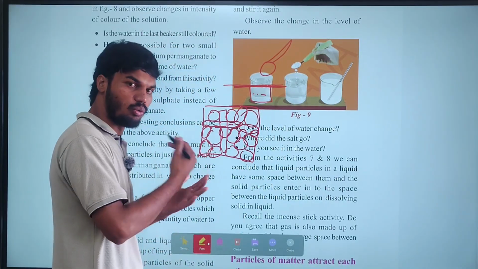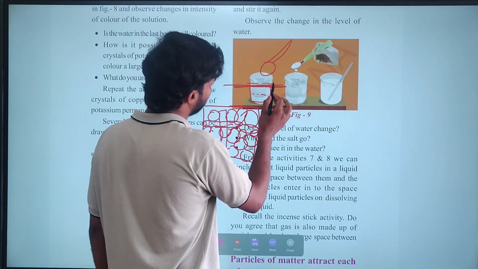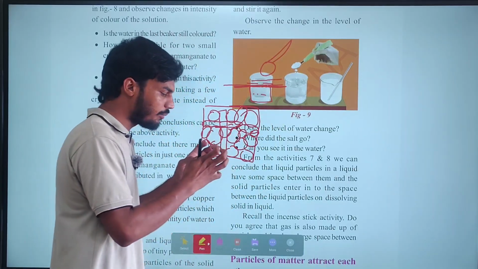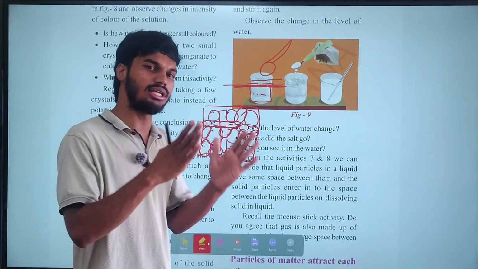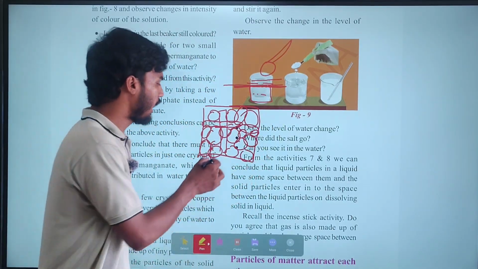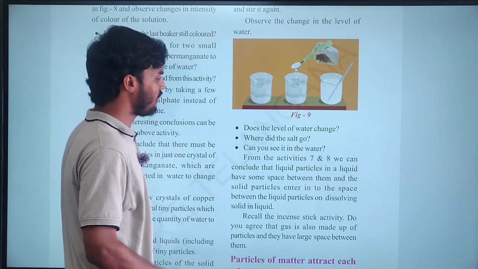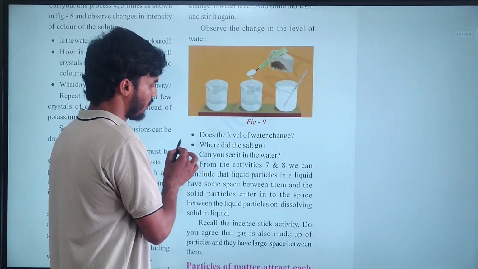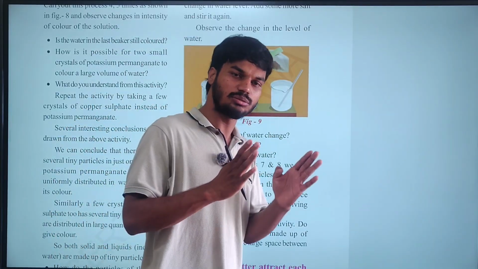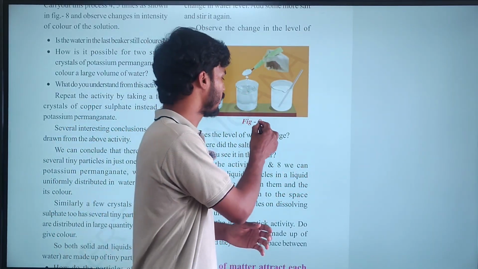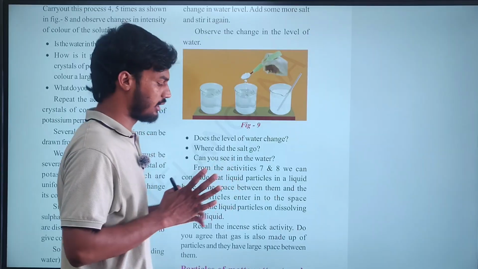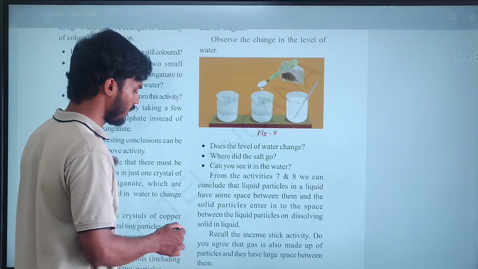After adding 1 to 2 tablespoons, the water level will gradually increase, because the intermolecular spaces become tightly packed and there is no space left to add inside the particles. So from this experiment we can say that in liquid, the molecules have some intermolecular spaces. Clear?